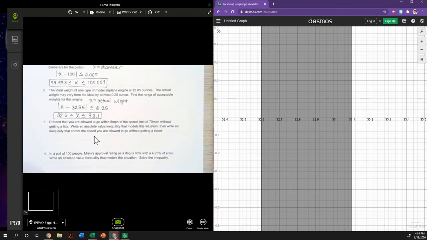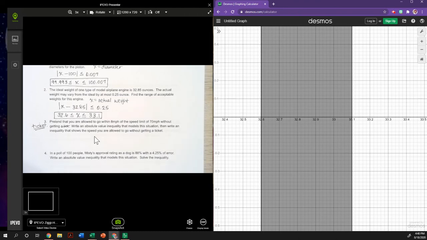All right. Pretend that you're allowed to go within 8 miles per hour of the speed limit of 70 miles per hour without getting a ticket. Without getting a ticket. Write an absolute value inequality that models this situation, then write an inequality that shows the speed you're allowed to go without getting a ticket.